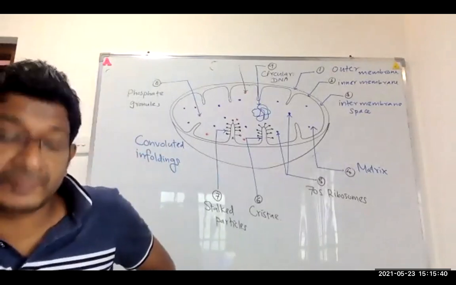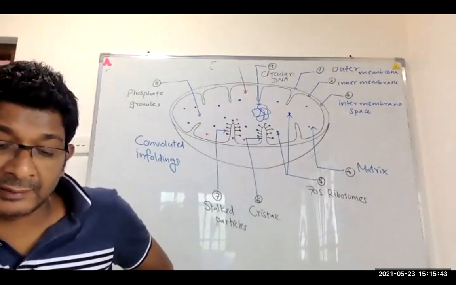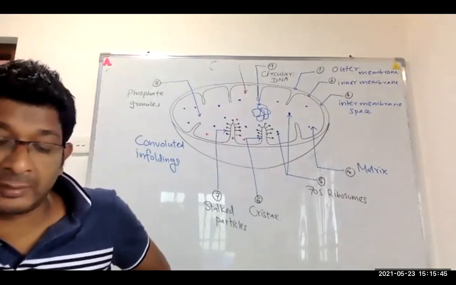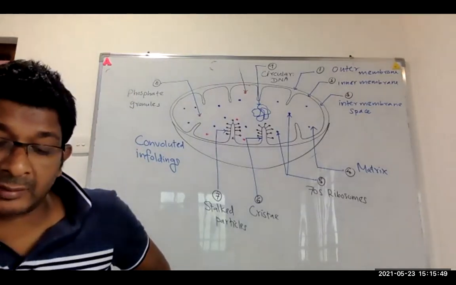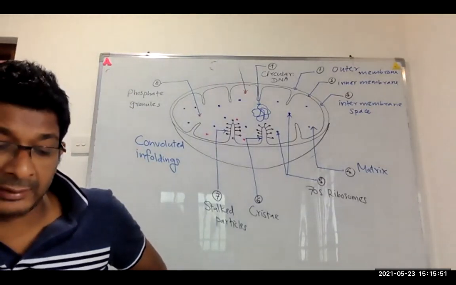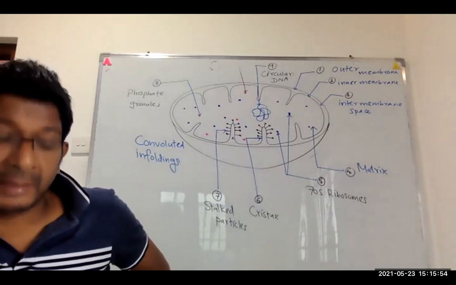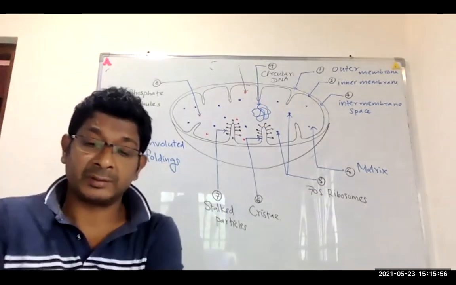Cristae increase the surface area, thus enhancing productivity of cellular respiration, and they contain stalked particles.